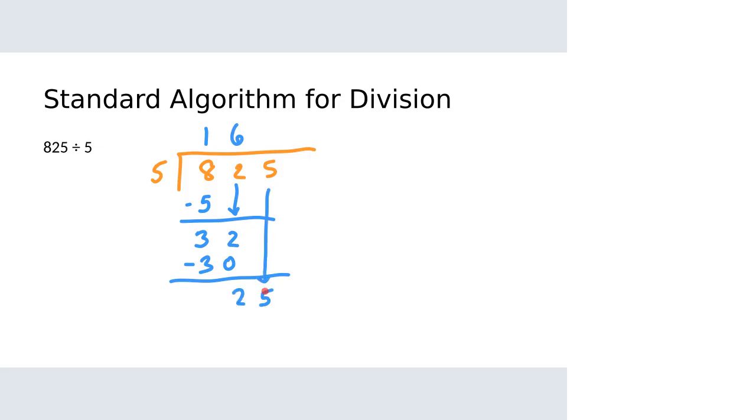Bring that 5 down. 5 will go into 25 5 times. 5 times 5 is 25. We subtract. We don't have a remainder. And so 825 divided by 5 is 165. Essentially, what that's saying is if you had 825 things and you wanted to put them into 5 equally sized piles, each pile would have 165 things in it. That's our standard algorithm for division, and it takes care of our place value positions for us. That's part of the beauty of it.